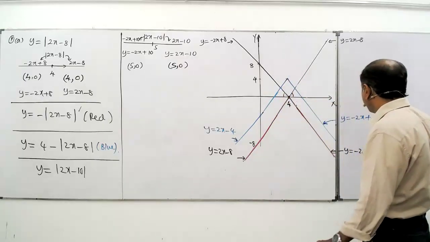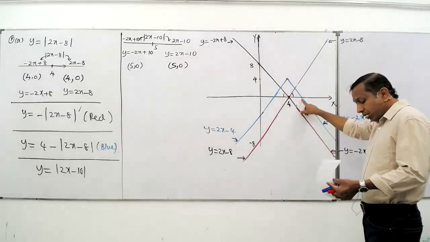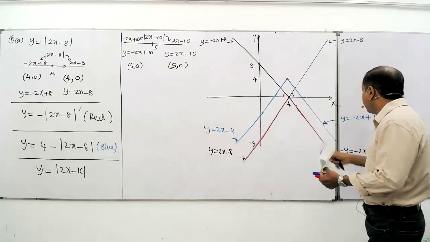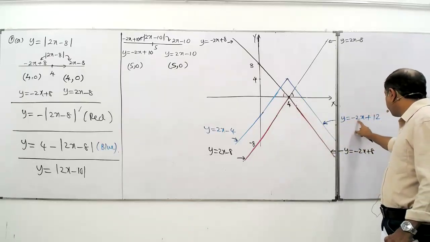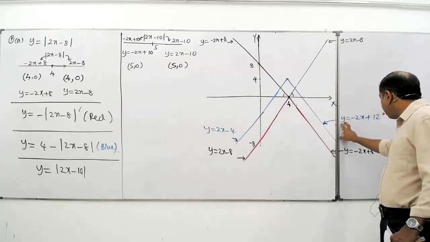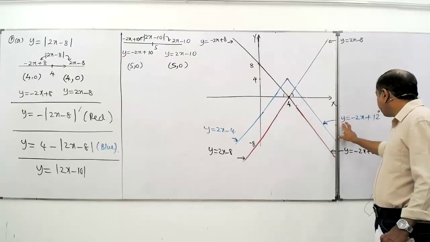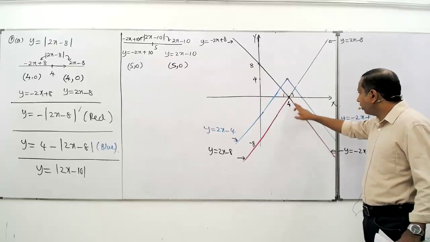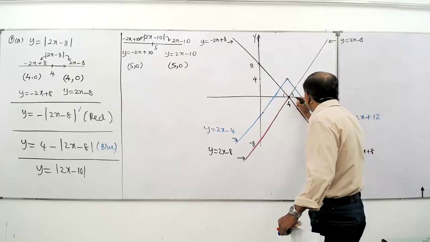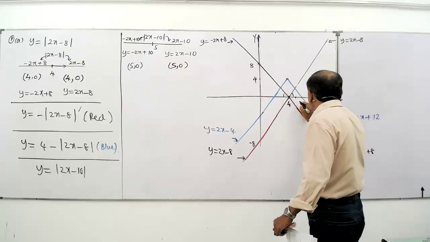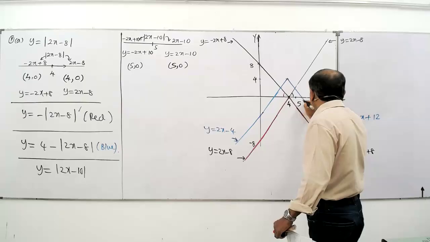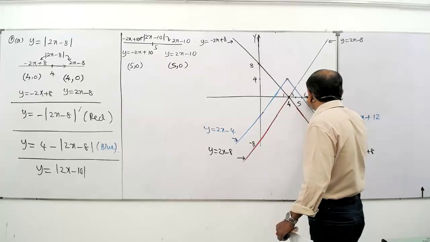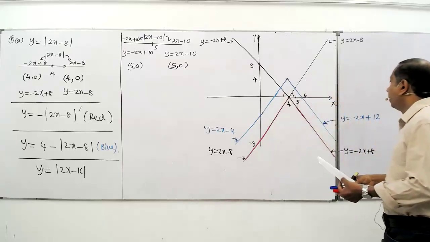So therefore, the equation of this line is y equals minus 2x plus 12 now. When I put y equals 0, x is 6. This is 6. Therefore, 5 should be in between these two. Right. This is the point with x coordinate 5, exactly in between these two. This is 6. Right. This is the 5.